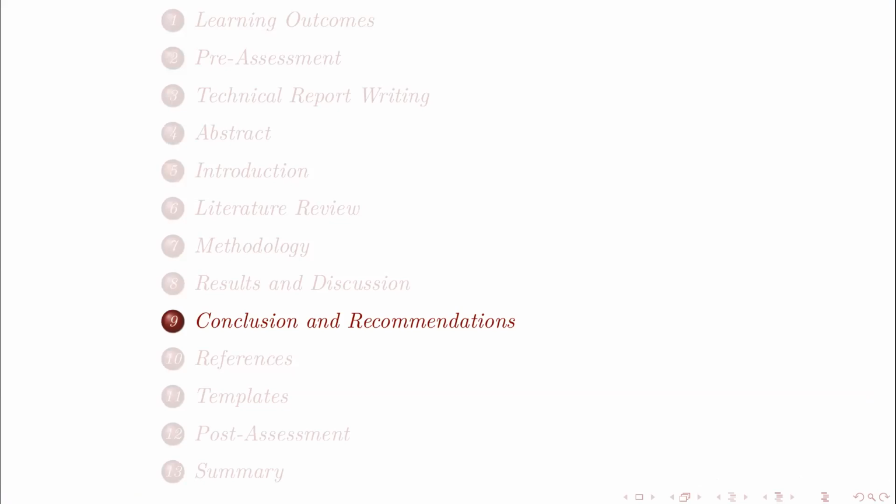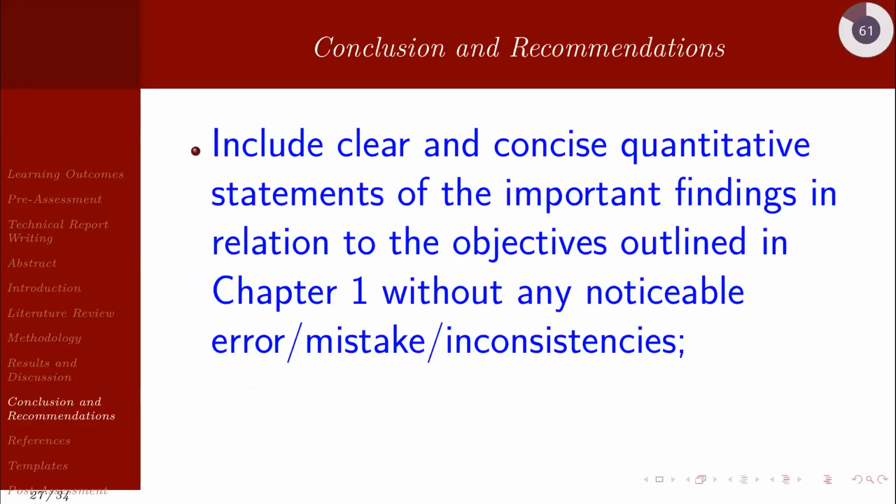Then conclusion and recommendations. So include clear and concise quantitative statements of the important findings in relation to the objectives outlined in chapter 1 without any noticeable error, mistake, or inconsistency. So this is very important. You are writing objectives in your introductory sections, chapter 1.